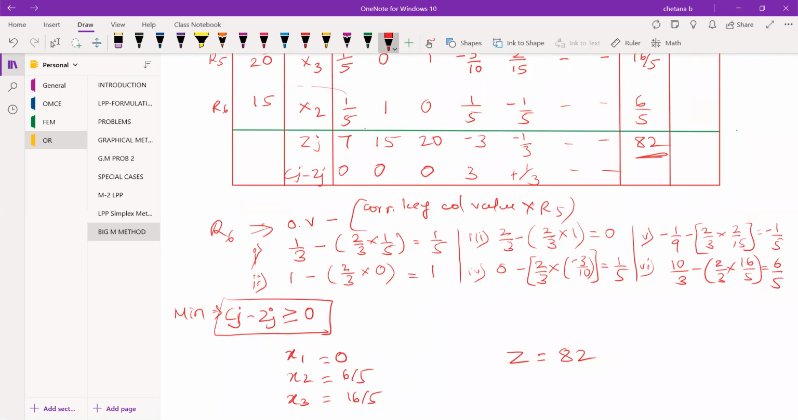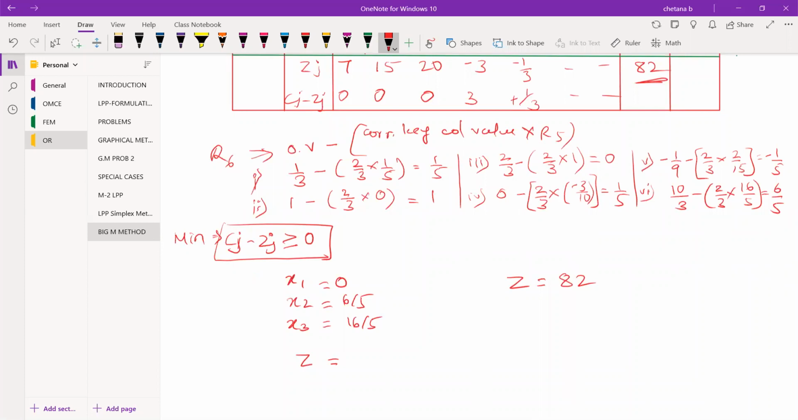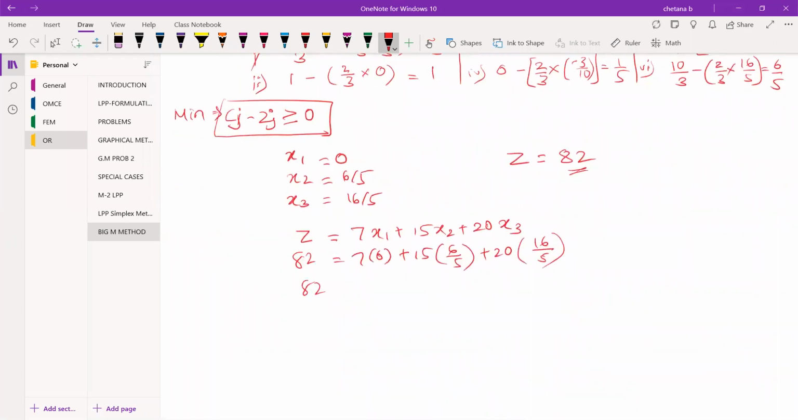If you want, you can just take the z equation and substitute all this and see whether you're getting 82 or not. So that is 7x1 plus 15x2 plus 20x3. So 7 times 0 plus 15 times 6 by 5 plus 20 times 16 by 5. Are you getting 82? Yes. So it's clear, whatever you have done is correct. This is how you can check your answer.